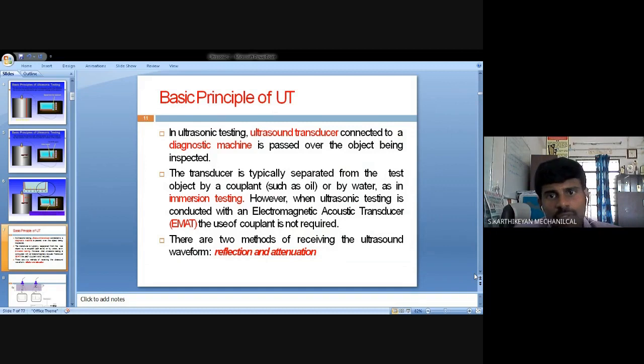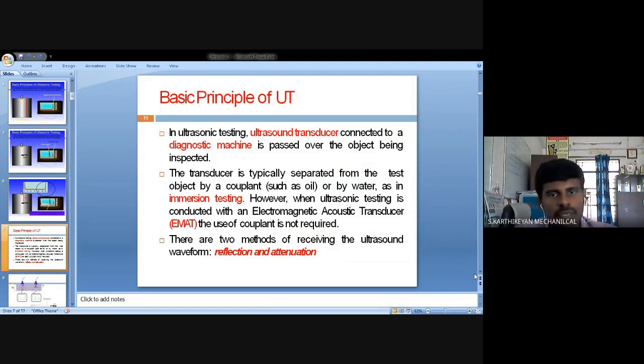In this testing process, the ultrasound transducer connected to the diagnostic machine is passed over the object being inspected. I already told you that there are different types of probes. One probe has both categories: the single probe transmits as well as receives. Another type of probe has one end connected to the transmitter and the other end connected to the receiver.